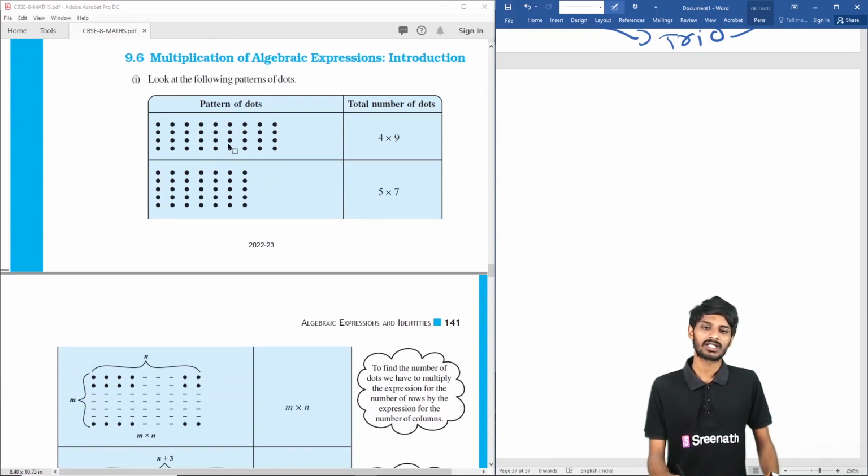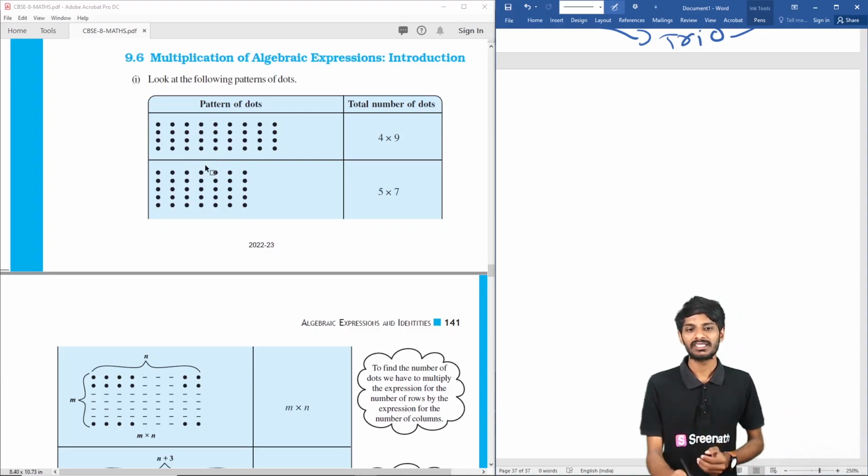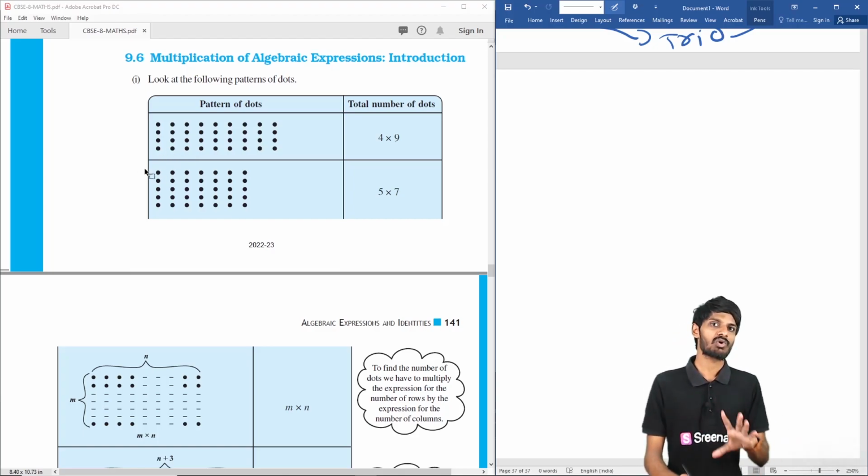Before we start the multiplication of algebraic expressions, here is some introduction so that you can understand what is meant by multiplication and how the multiplication of algebraic expressions will be performed. So here there is a pattern of dots. How many dots are there? Can you guess? Okay, now I will help you.